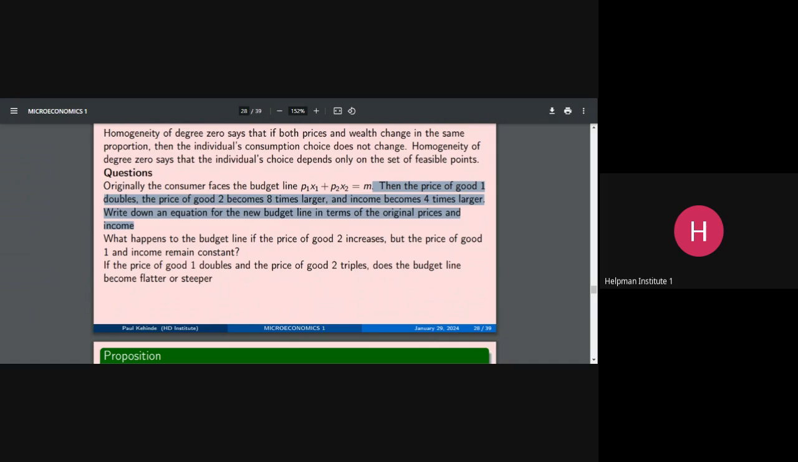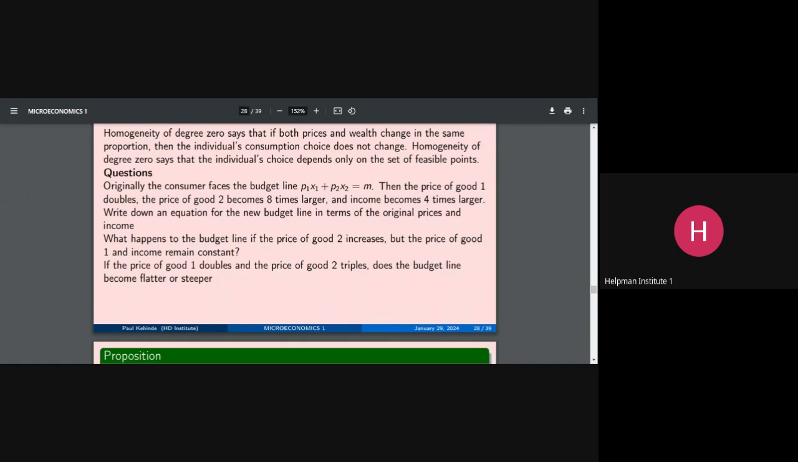So in that regard, when the price of good one is doubled, we understand that P1 will change to 2, so we'll be having 2x1 here, all right? While in this place we'll be having 8x2, and on the other end here, we have 4 times M, all right? So that will be the new equation of the line. Now we can also graphically illustrate this.